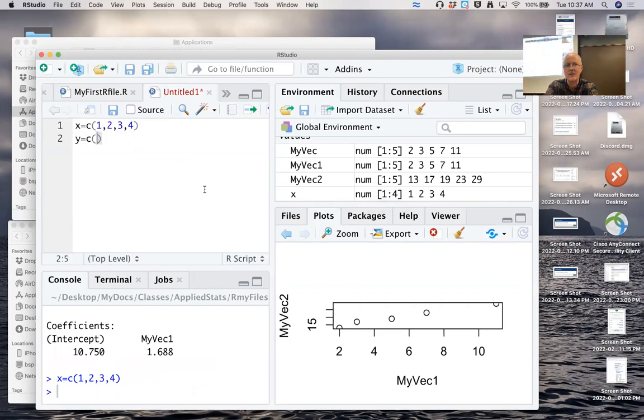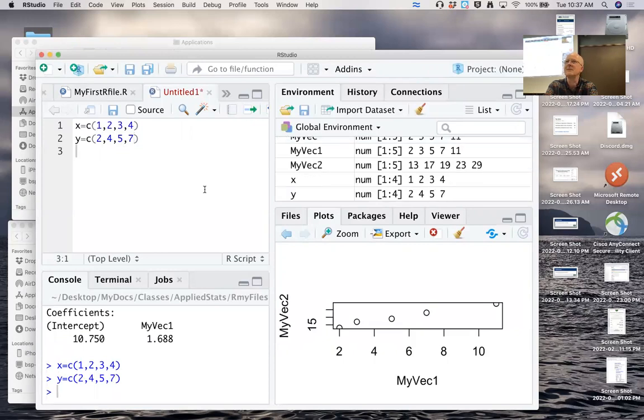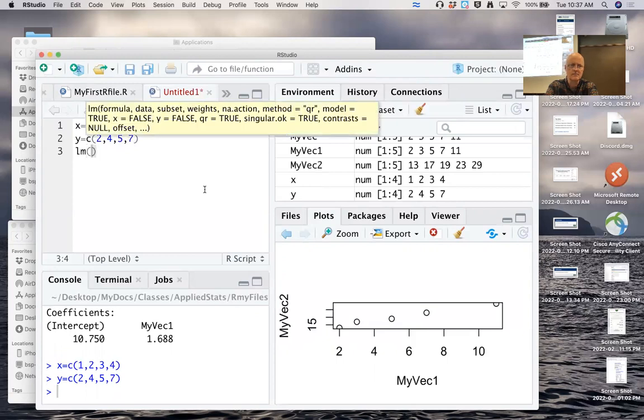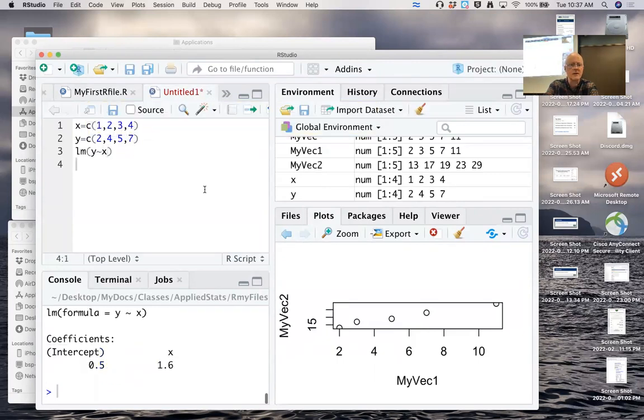And then I can do something similar for Y. C stands for concatenate, which is just, again, combining the numbers. 2, 4, 5, 7. Control return to enter that. And with Mathematica, it's shift return, and with R, it's control return. And then if you want to do linear regression right away, it's LM, which stands for linear model, parentheses, Y, and then tilde X. And then do control return.